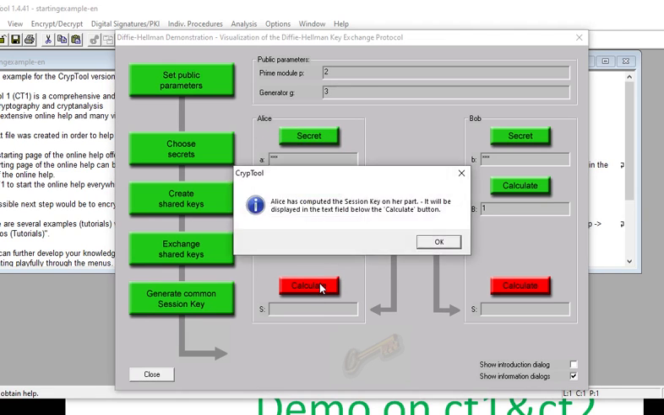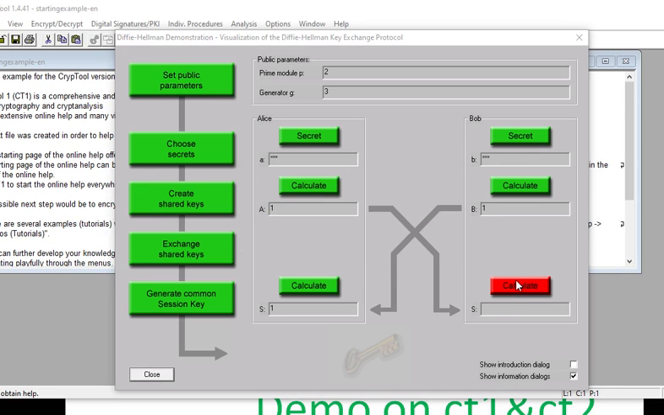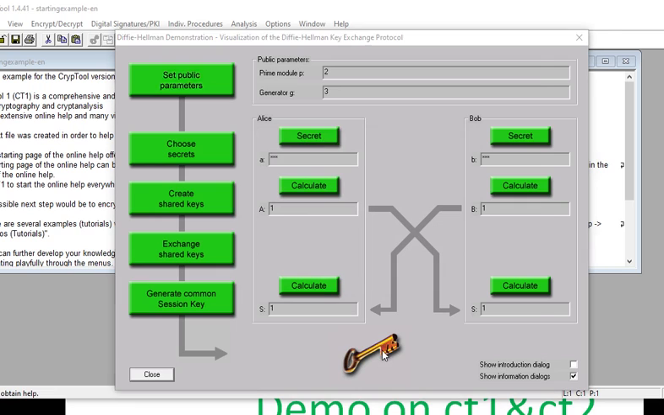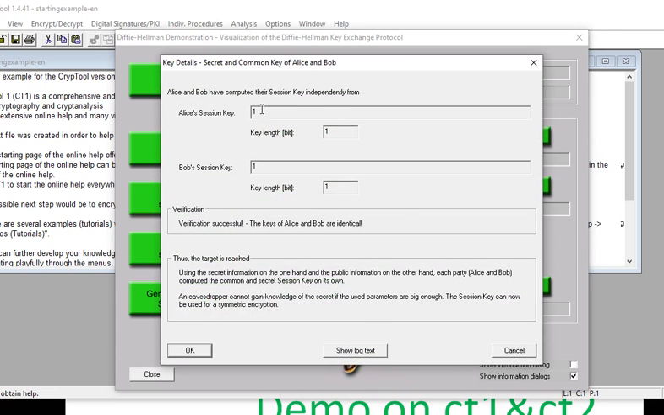Calculate for Alice, that is 1. Then calculate for Bob, that is 1. Now the key exchange is done and the common secret key is established. This secret key can now be used as a session key to do symmetric encryption, and you can get the details of how this protocol worked with the numbers you chose. Alice's session key is 1, Bob's session key is 1, and the key length is 1. Verification is successful. In this way the Diffie-Hellman key protocol will work.